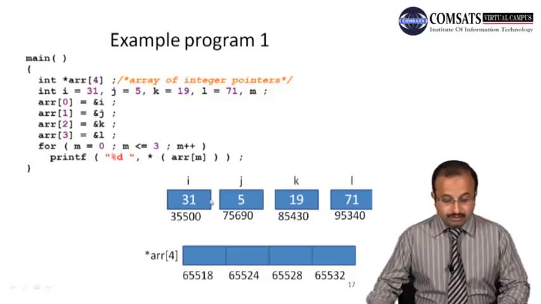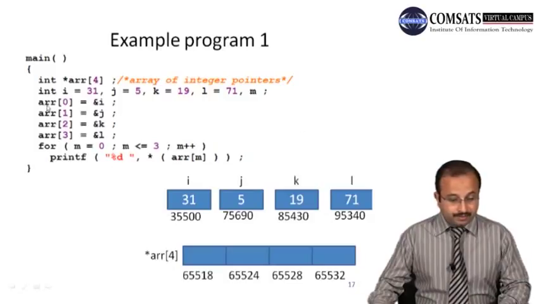So the address of the first byte of these 4 bytes, because i is an integer, so the memory allocated for i is 4 bytes. So this block where we have 31 written contains 4 bytes, and the starting address is 3550, right?